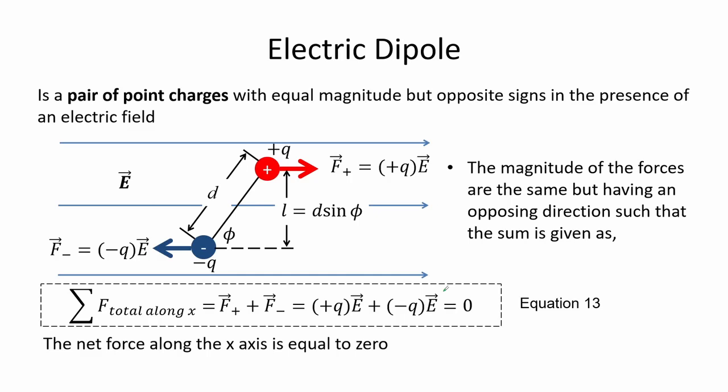Electric dipole is a pair of point charges with equal magnitude but opposite signs in the presence of an electric field. The magnitude of the forces are the same but having an opposing direction such that the sum is given by equation 13. We see that the net force is equal to 0 along the x-axis.